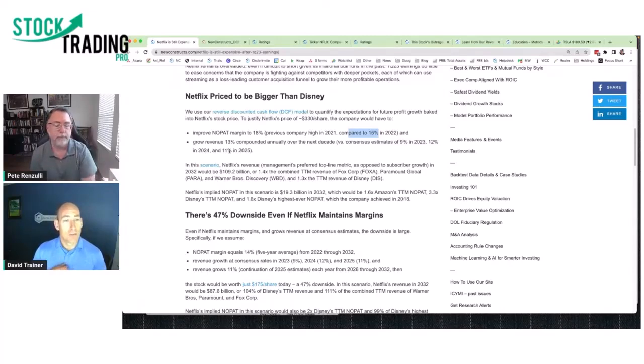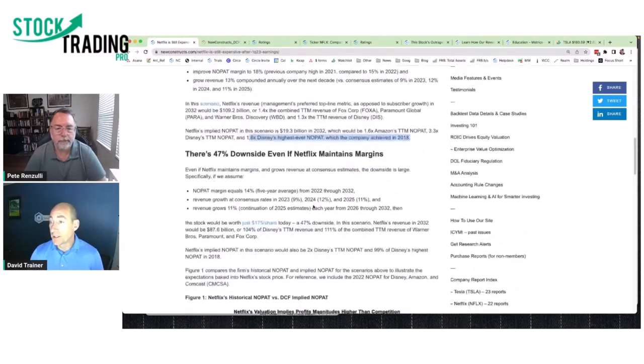That's right. The point I like to make here is that we're being optimistic about the future, right? So in this scenario, Netflix revenue, the top line metric that they love, would be $109 billion, or 1.4 times the combined revenue of Fox, Paramount Global, and Warner Brothers. Wow. Right? I mean, wow. All right. And then the after-tax profit would be $19.3 billion, which is over 1.5 times Amazon, 3.3 times Disney in their trailing 12 months, and 1.6 times Disney's highest ever.